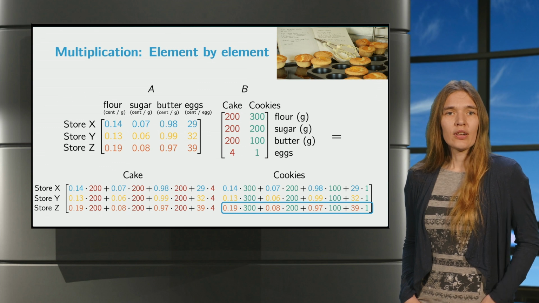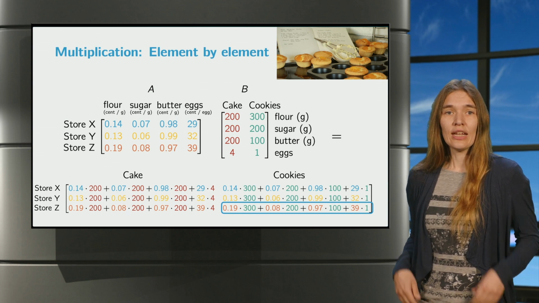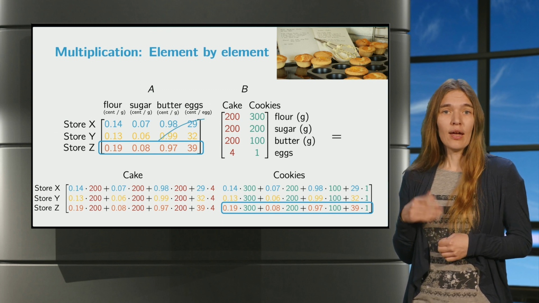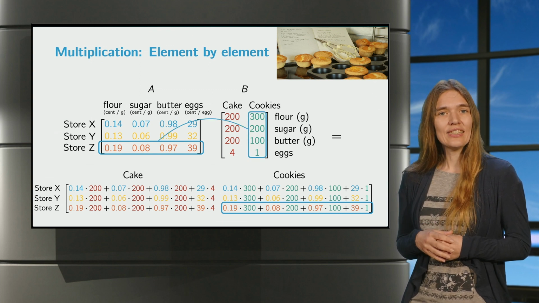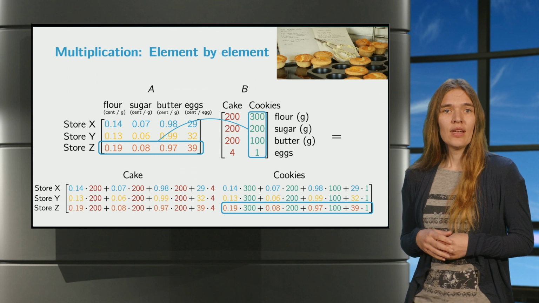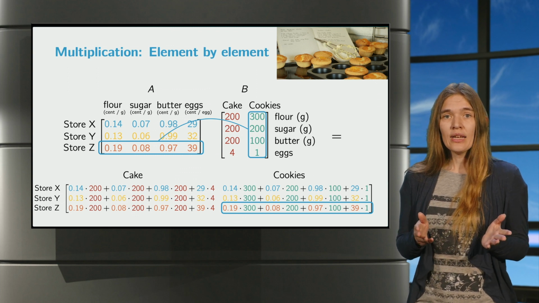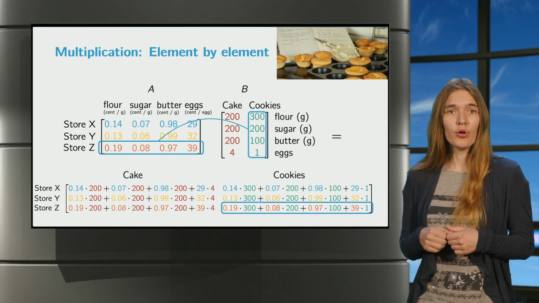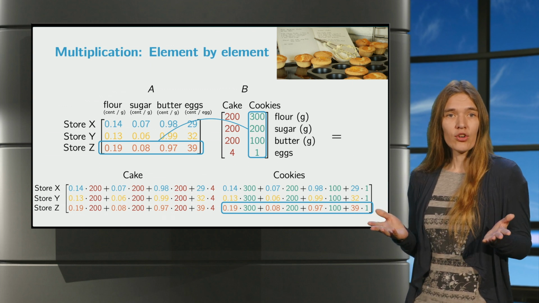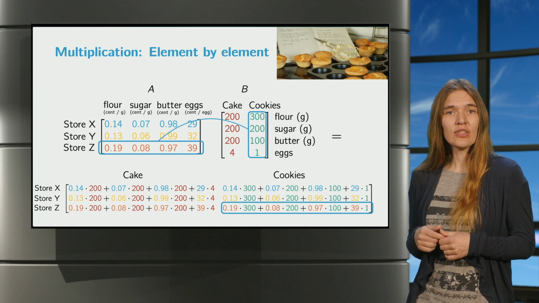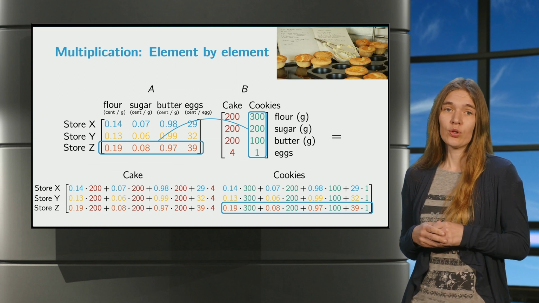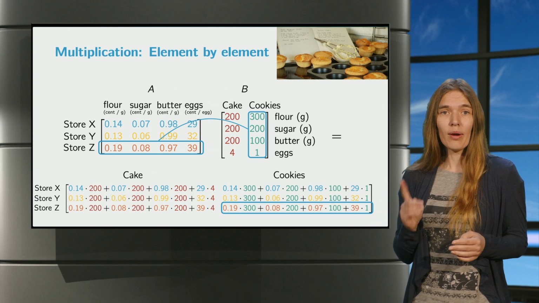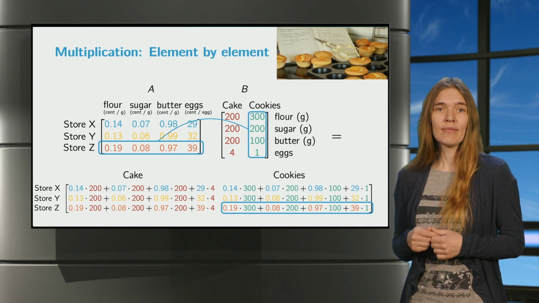As visualized by the colors, it combines the prices at store Z, listed in the third row of A, with the ingredients of a batch of cookies, listed in the second column of B. We buy 300 grams of flour at 0.19 cent per gram, 200 grams of sugar at 0.08 cent per gram, 100 grams of butter at 0.97 cent per gram, and 1 egg for 39 cents. Summing this, we find the price of ingredients for 1 batch of cookies bought at store Z.